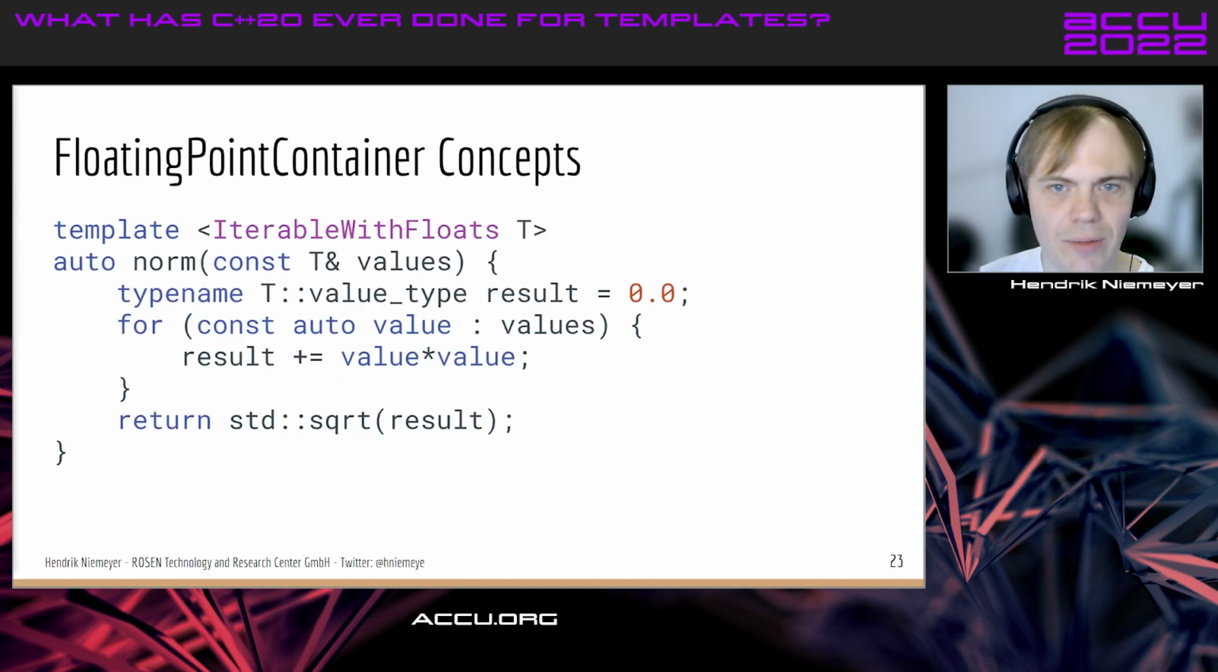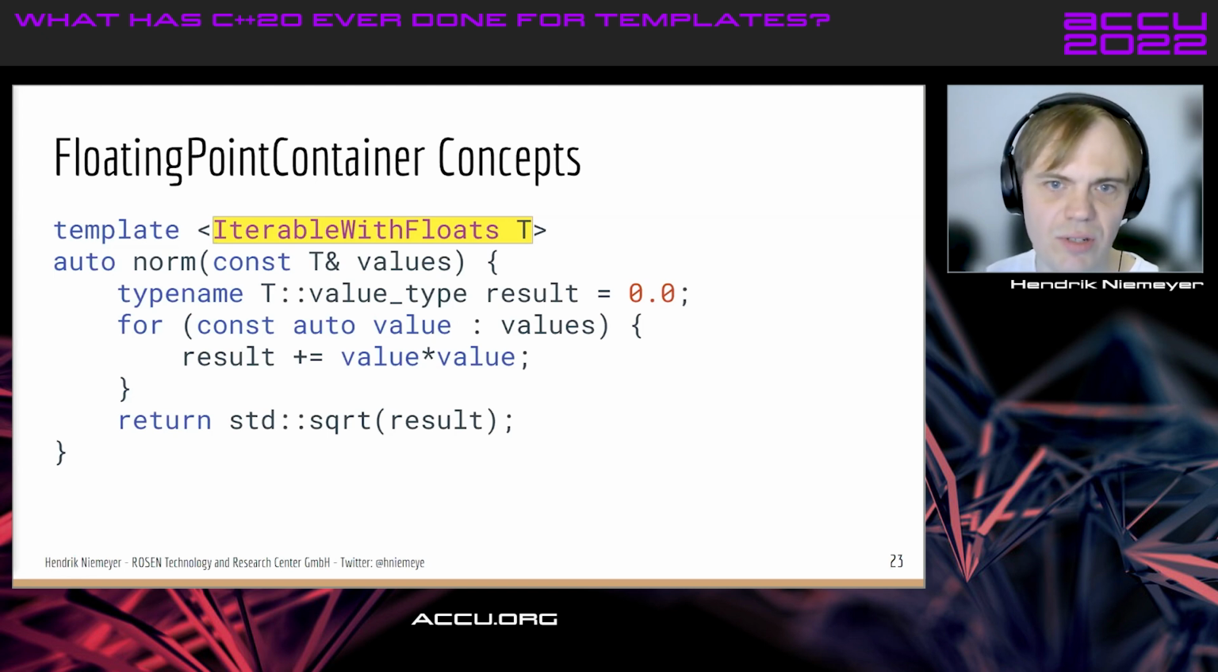There's an even shorter way to write it if we want to. So instead of writing template typename T and then having the requires clause, we can just write the name of the concept here in the template parameter list and write template iterable_with_floats T. And this is, at least in my opinion, a very handy shorthand notation for using a concept in a constraint. And if we have concepts which only have one template parameter, this is easily done and I think very much readable.